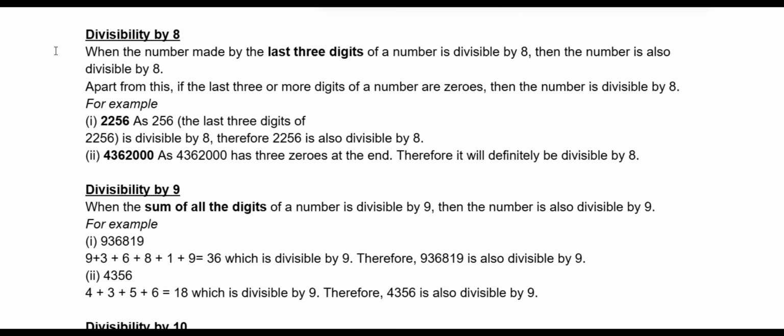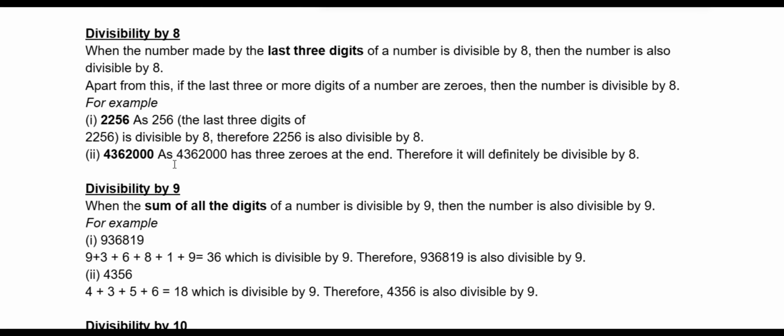So now let's see divisibility by 8. Like divisibility by 4, where we check the last 2 digits, here we'll be checking the last 3 digits. If the last 3 digits are divisible by 8, or if the last 3 digits are zeros, then you can say that the whole number is divisible by 8. You can see here 2256, where 256 is divisible by 8, so the whole number is divisible by 8. Here the last 3 digits are 0, so the whole number is divisible by 8.